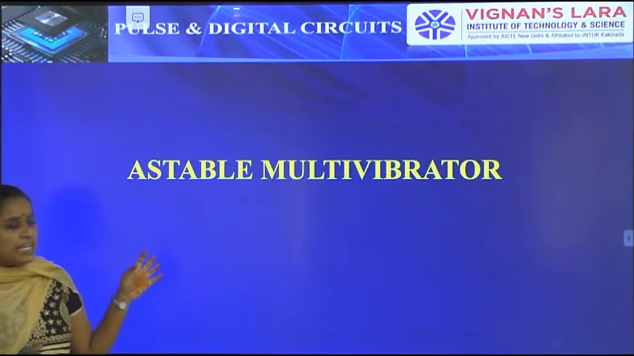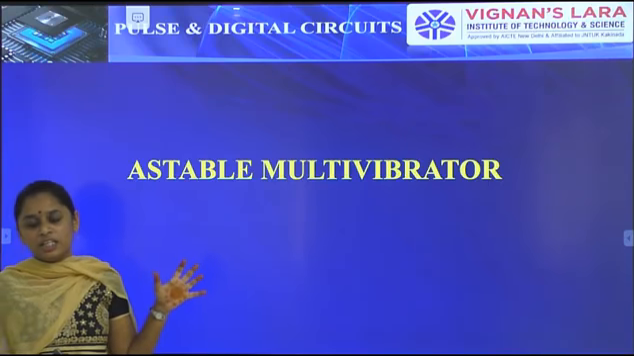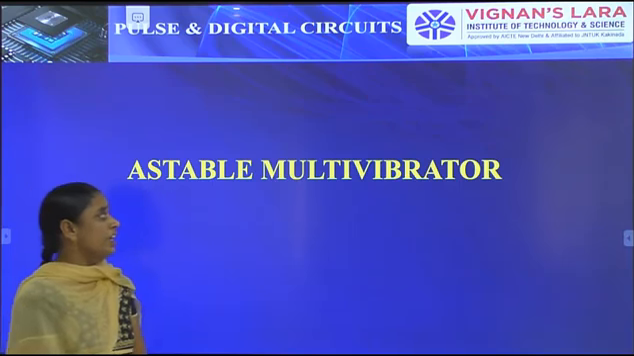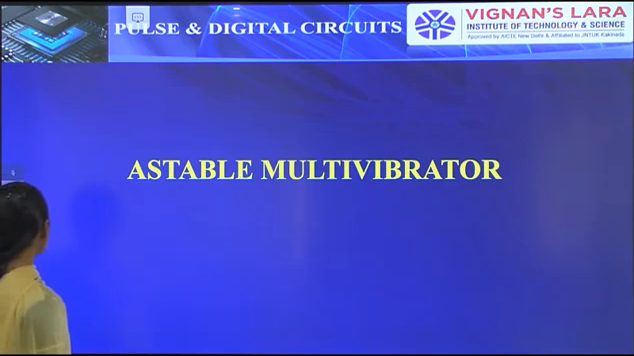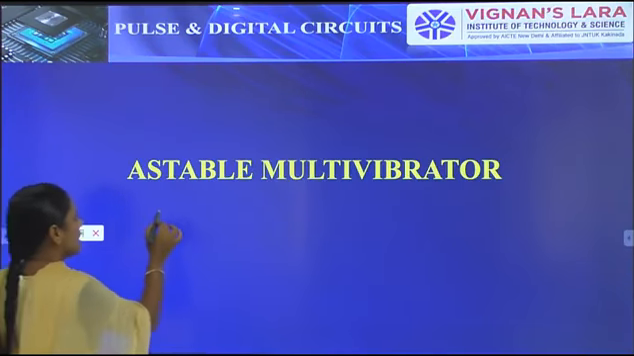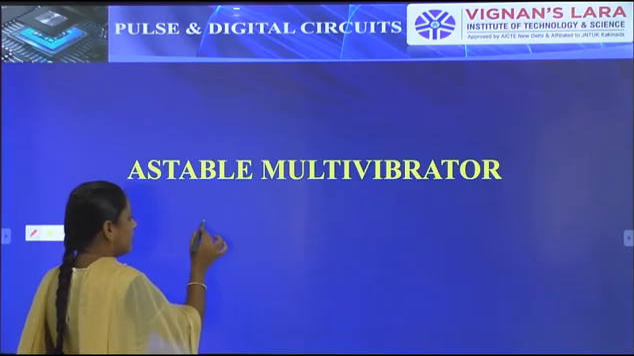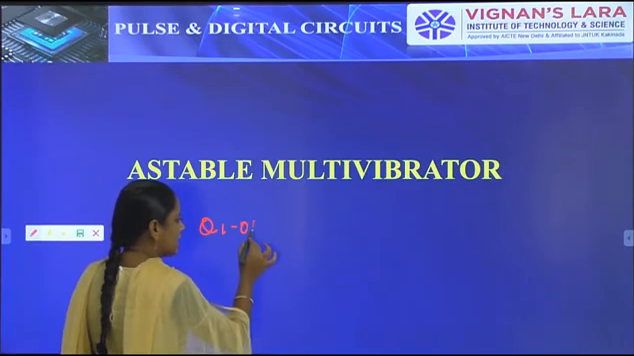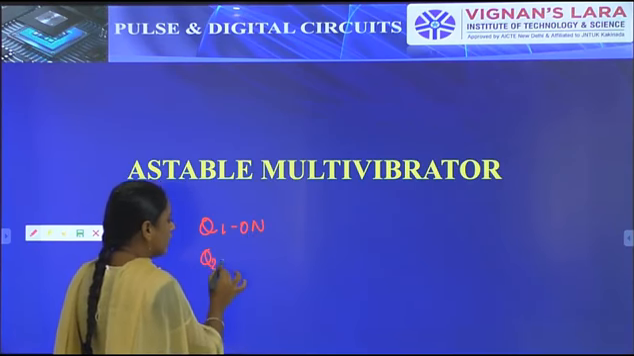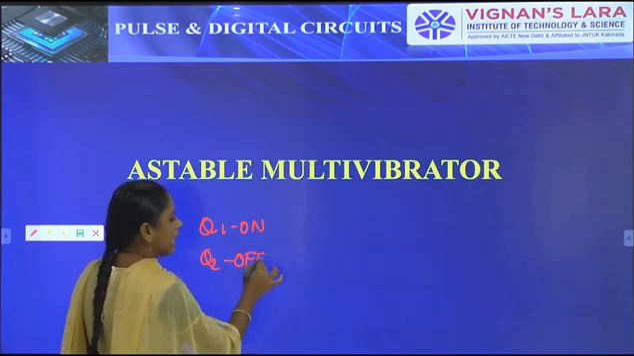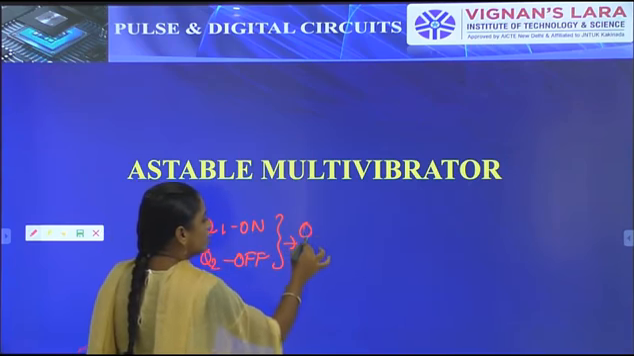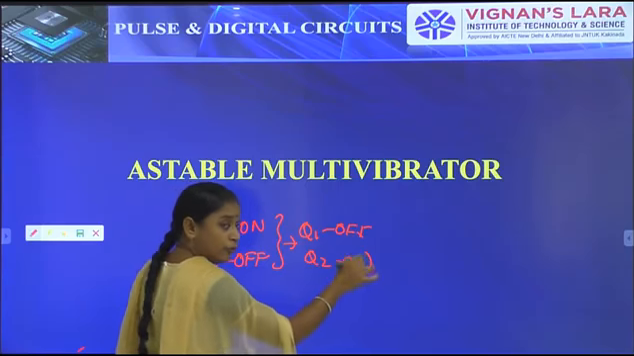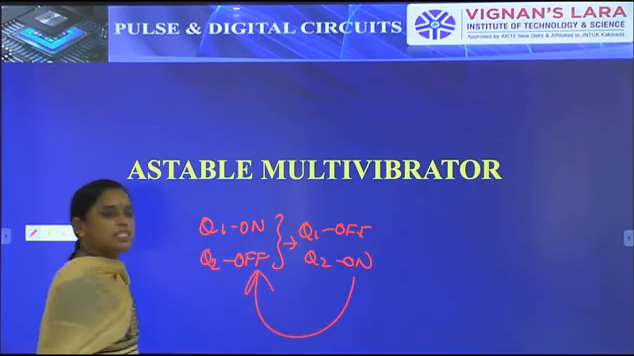And the next one is the astable multivibrator. What is meant by astable multivibrator? Nothing but it does not contain any stable state. Here there are two quasi-stable states. So Q1 will be on condition at the initial stage, we assume, and Q2 will be off condition. After some time Q1 goes to off condition and Q2 goes to on condition. After a predetermined time it goes back to the previous state.